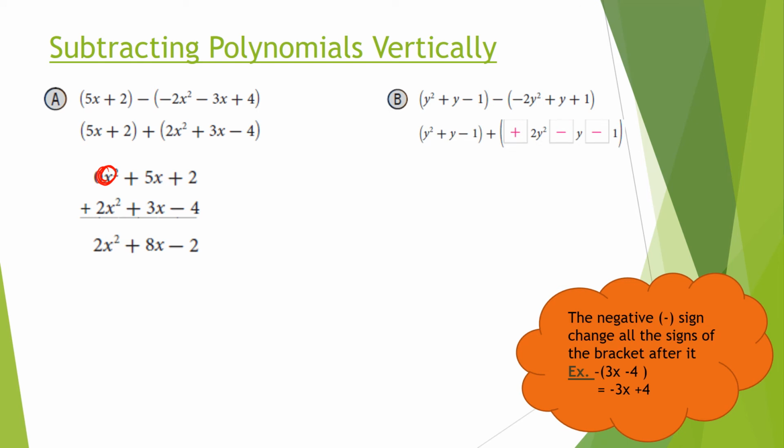So the first one, y squared plus y minus 1 as it is, then change the negative to positive, then 2y squared will be positive 2y squared, y will be negative y, and 1 will be negative 1. Then put them over each other. So y squared plus 2y squared will be 3y squared. These will cancel each other. Then negative 1 and negative 1 will be negative 2.